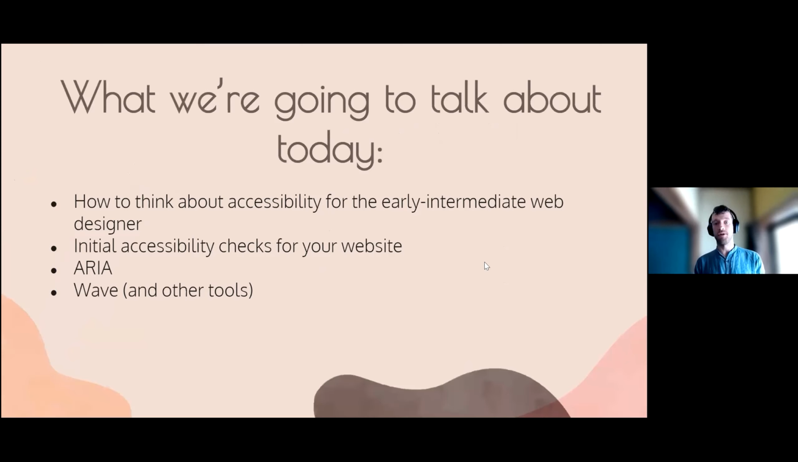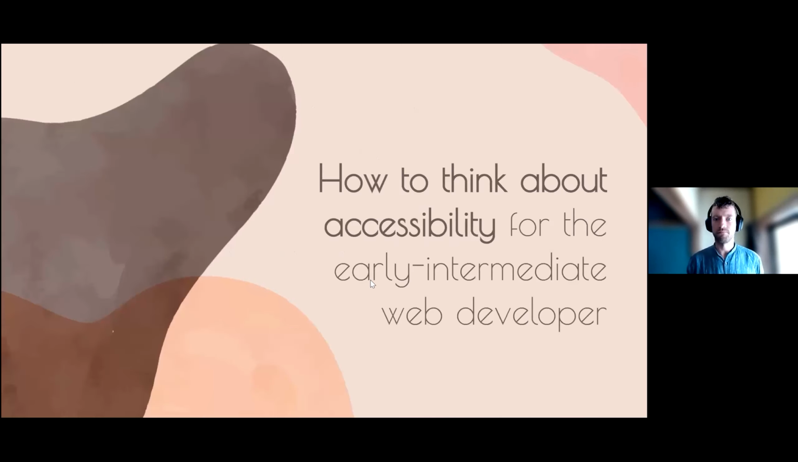So here's what we're going to talk about today. First, we're going to talk about how to think about accessibility for the early intermediate web designer, kind of how to frame the topic in our minds, and some benchmarks that we can aim for. We'll go into some really concrete accessibility checks for your website. We're going to jump into ARIA just a little bit, what ARIA is, and then eventually we'll talk about other tools that you can use to do an audit on the accessibility of your website.